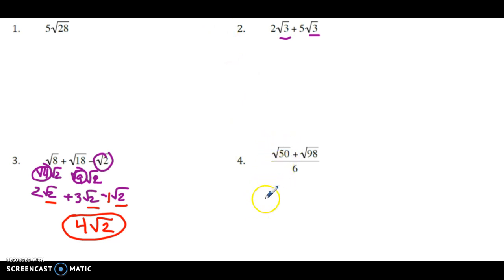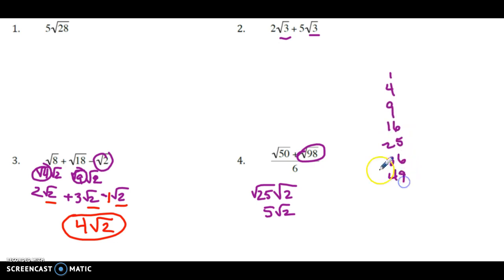and just kind of do this over to the side here. The square root of 50 I can break up into a perfect square times a non-perfect square, which would be 25 and 2, which gives me 5 radical 2. And 98 is a tricky one, but if I list my perfect squares, they are 1, 4, 9, 16, 25, 36, 49, and I happen to know that 49 goes into 98 2 times, so I'm going to do the square root of 49 and the square root of 2. Okay, so that gives me 7 radical 2.